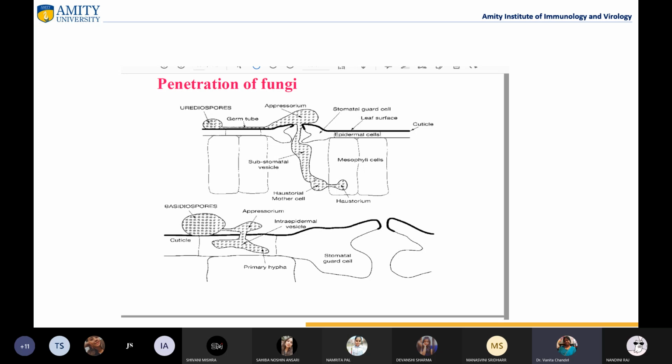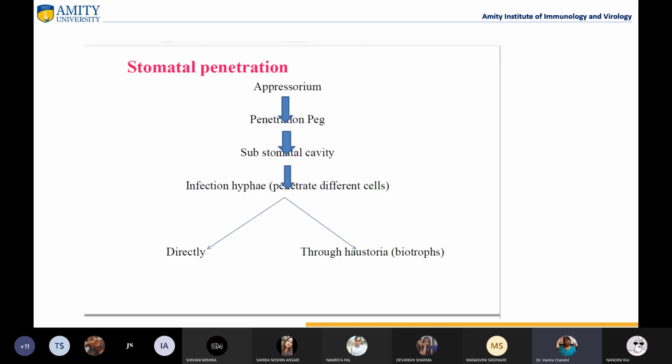They enter through the substomatal vesicle, basically, right? And then they can enter into the mesophyll cell by the formation of the haustorium. So this is how they are getting entry into the plant cells inside also. So stomatal penetration includes formation of appressorium, penetration peg, they move to the substomatal cavity, and then they form an infection hypha. They can penetrate directly also, and sometimes they can form haustoria also, right?